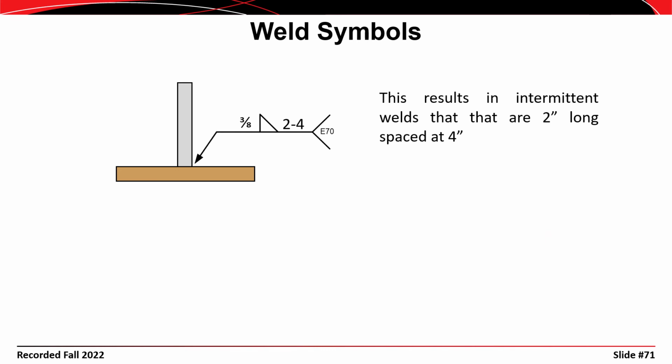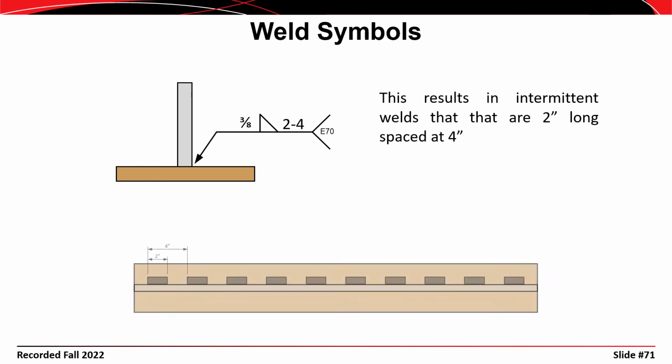Okay, here's an example of a fillet weld. So 3/8 is the leg size, and then there's 2-4. What that means is that there would be intermittent welds that are 2 inches long, spaced at 4 inches. So you would see that type of stitch welding or intermittent weld placed, and it would only be placed on one side. It wouldn't be placed on both sides. In fact, since the weld symbol is above the line, the weld would be placed on the far side.